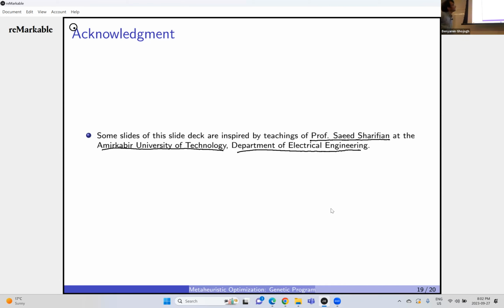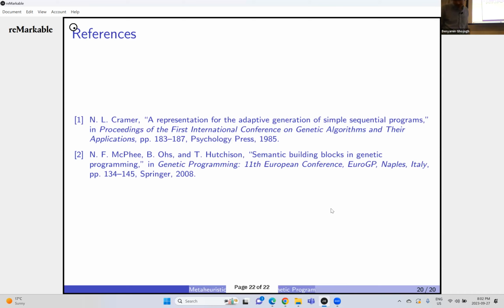Okay, the references. I think these were the main, the original papers. It was proposed in 1985, a representation for the adaptive generation of simple sequential programs. Also, this one, what was this? Reference to the building block genetic programming: semantic building blocks in genetic programming, published in 2008.